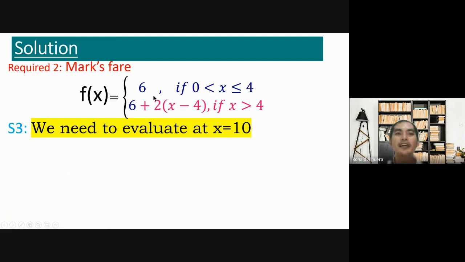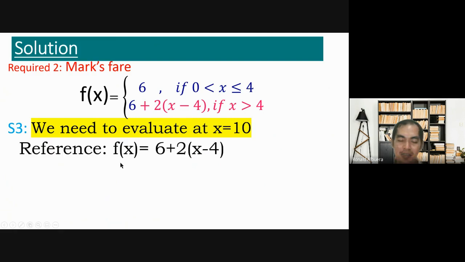Okay. Dito sa piecewise function, alin dito sa dalawang function ang gagamitin natin. Since ang number of kilometers ay 10, na bibilong sa second domain, which is x is greater than 4, so ito ang gagamitin natin na 6 plus 2 times quantity of x minus 4. So, kukopyahin natin, f of x equals 6 plus 2 times the quantity of x minus 4. Then substitute at x equals 10.